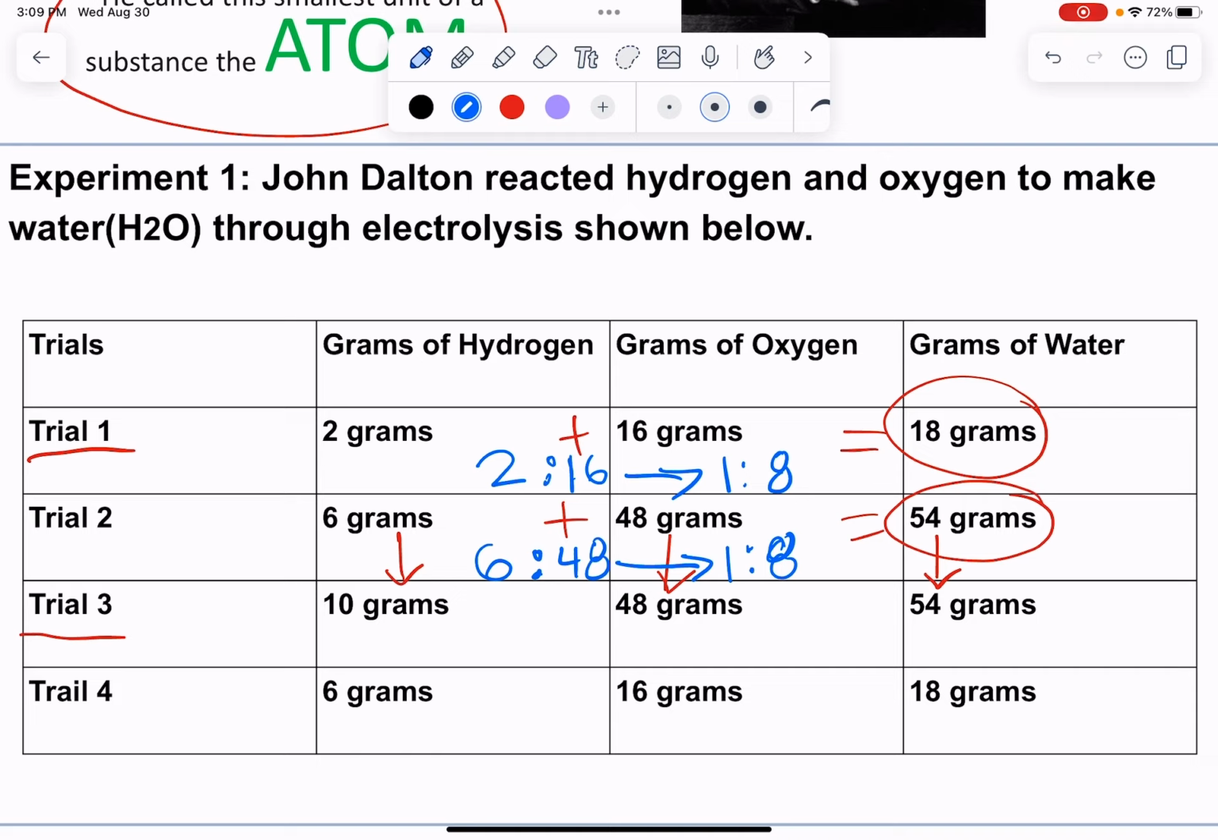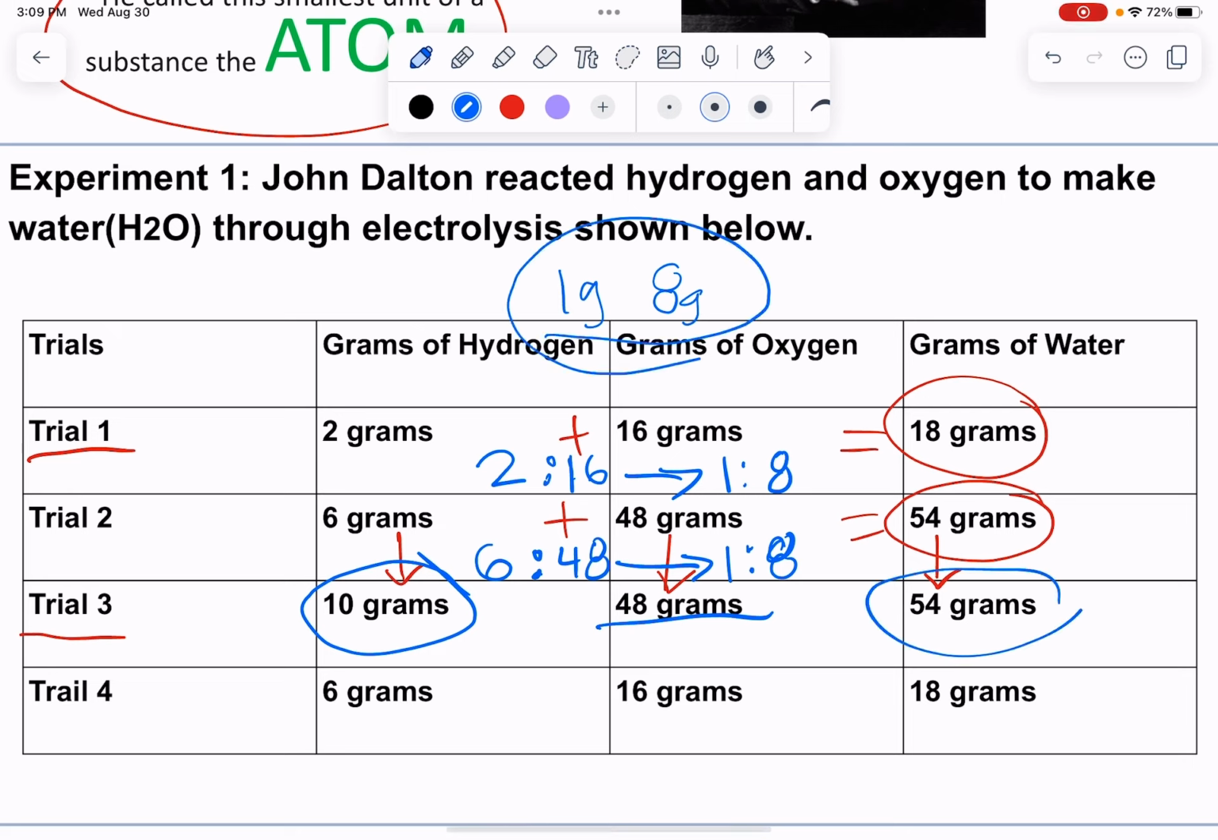So realizing that, hey, you need 1 gram of hydrogen for every 8 grams of oxygen, I can see that in trial 3, I increased the grams of hydrogen. I did not increase the oxygen, so I don't have that same 1 to 8 gram ratio, so I can't actually make any more water. And something similar happens for trial 4.